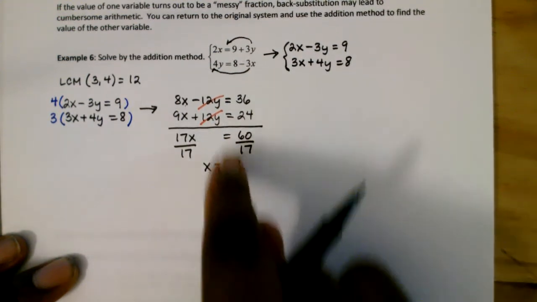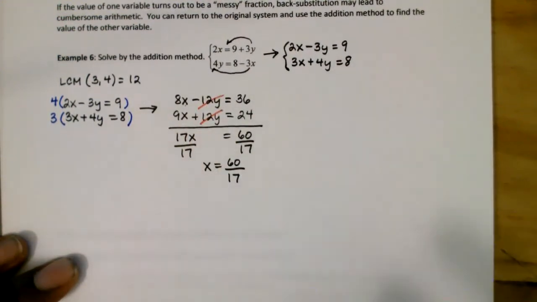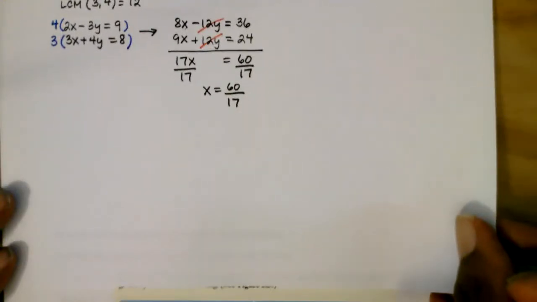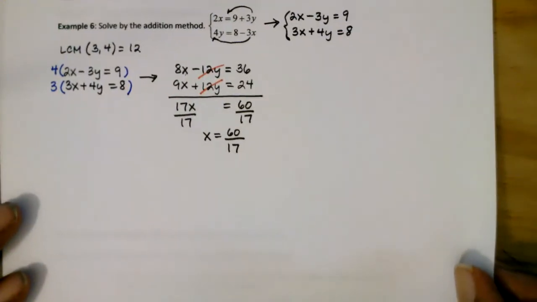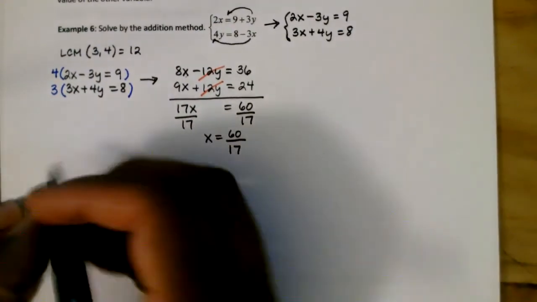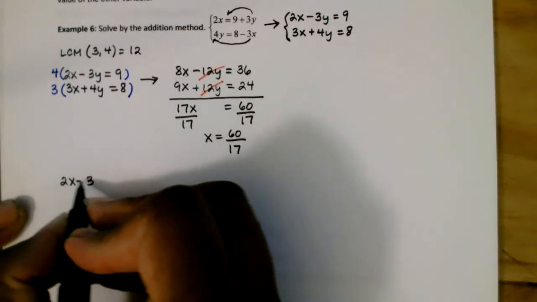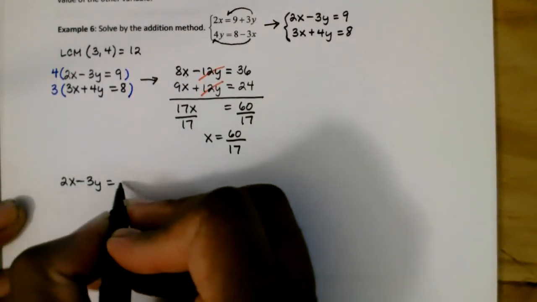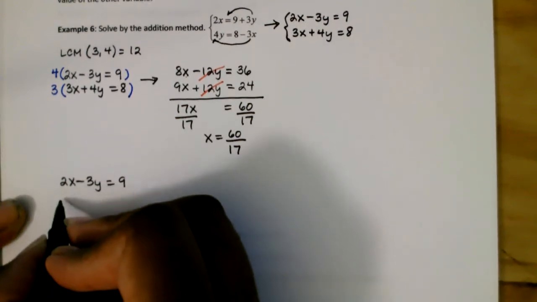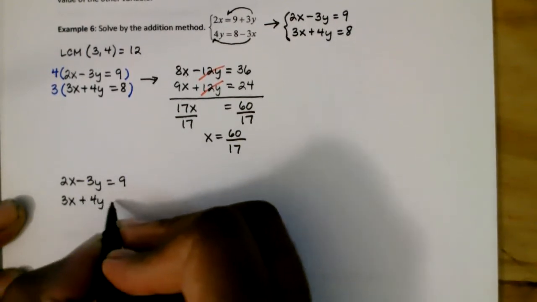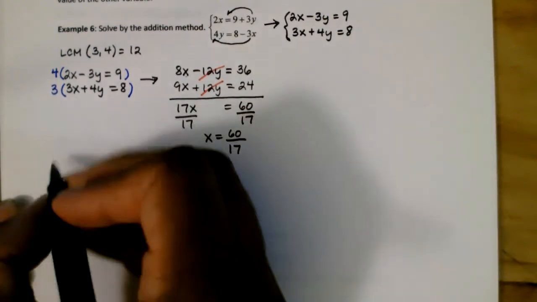We found out what x is by eliminating the y's. Now we're going to find out what y is by eliminating the x's. So here's what we got. I'm going to rewrite those equations that are in standard form. 2x minus 3y equals 9, and 3x plus 4y is equal to 8.